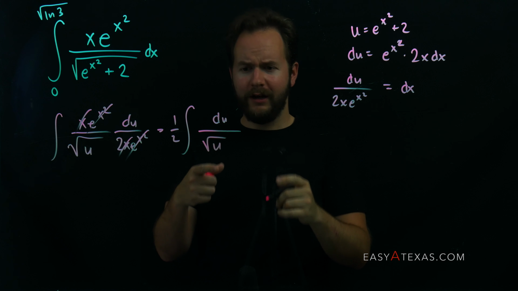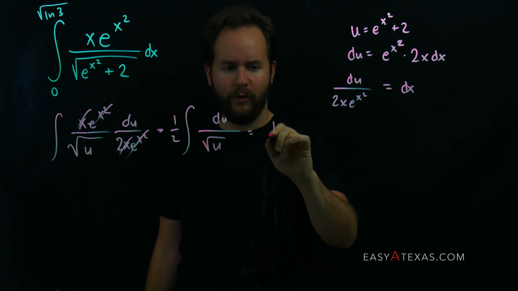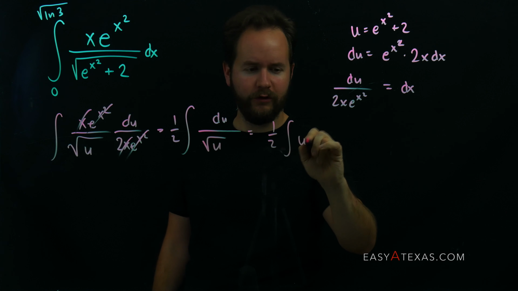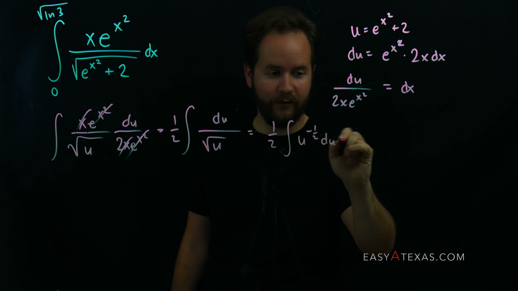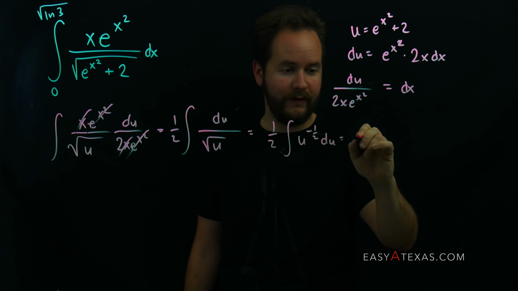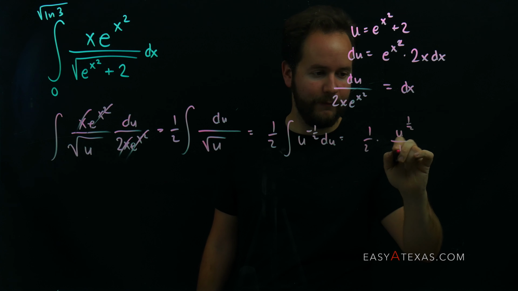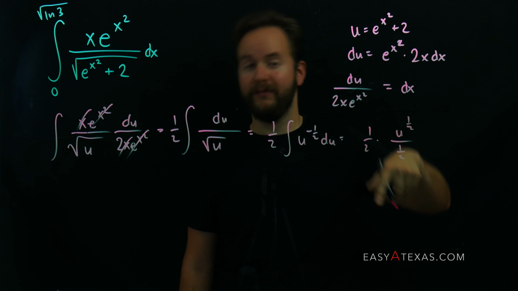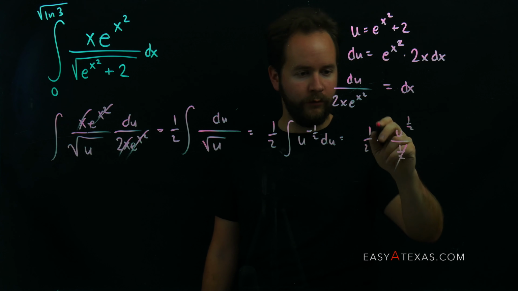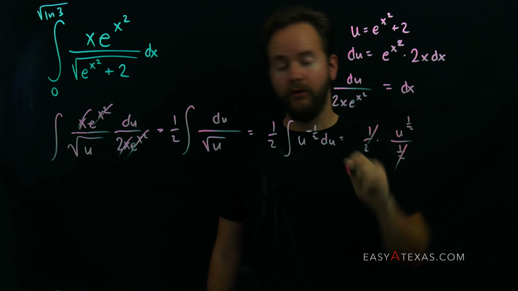All right, before I integrate this guy, I'm going to actually write this as 1/2 integral of u to the negative 1/2, so I can apply that reverse power rule. When I add 1 to the power and divide by the new power, I end up getting 1/2 times u to the 1/2 divided by a 1/2. To divide by 1/2 is the same as multiplying by 2, so that 2 will cancel with that 1/2, and so I just have u to the 1/2 as my answer.